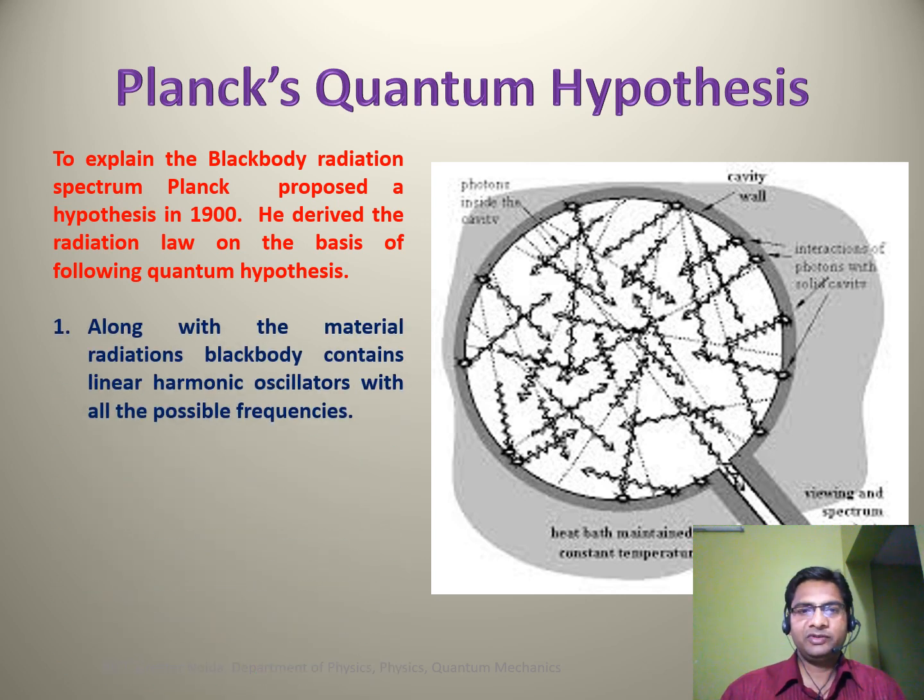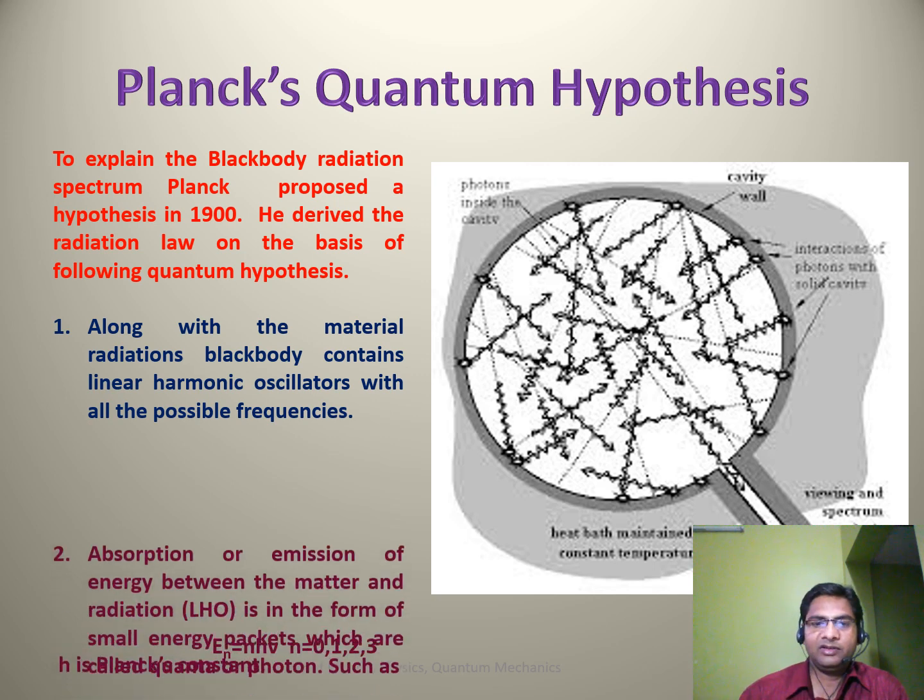The first hypothesis is that, along with the material radiations, the blackbody contains linear harmonic oscillators with all the possible frequencies. In a symbolic diagram, you are seeing different waves. These are basically linear harmonic oscillators, and these linear harmonic oscillators can have every possible energy they can possess. So this was the first assumption.